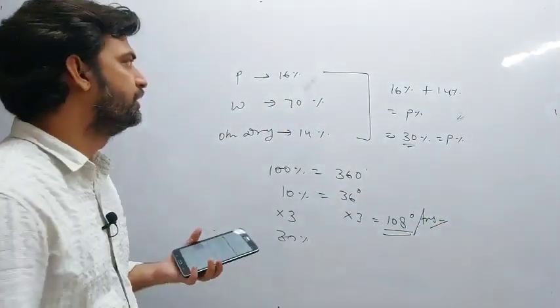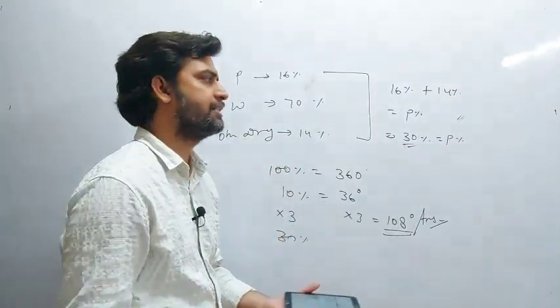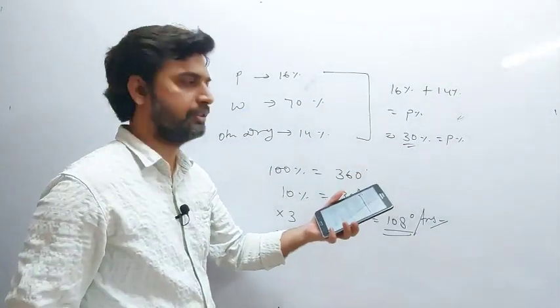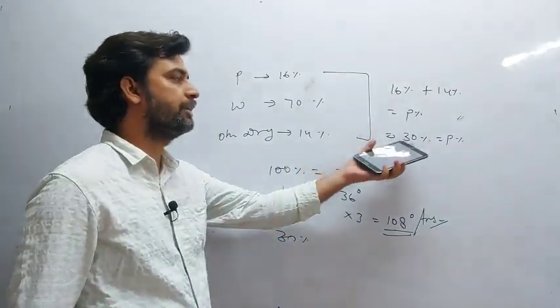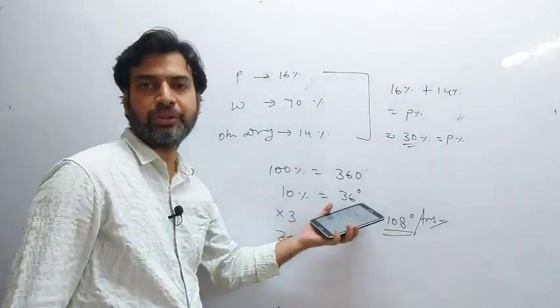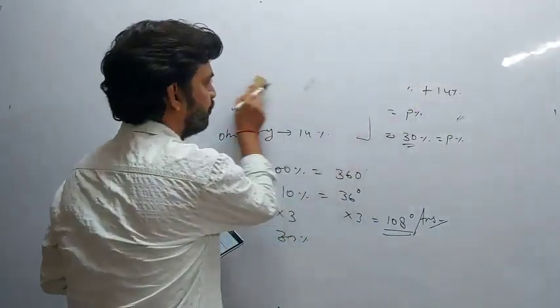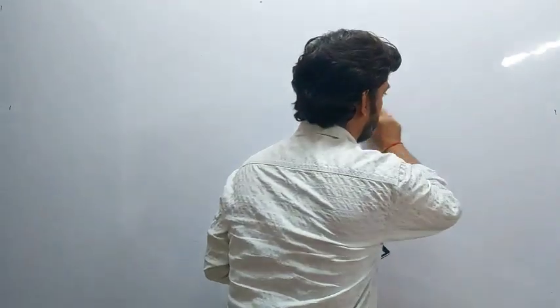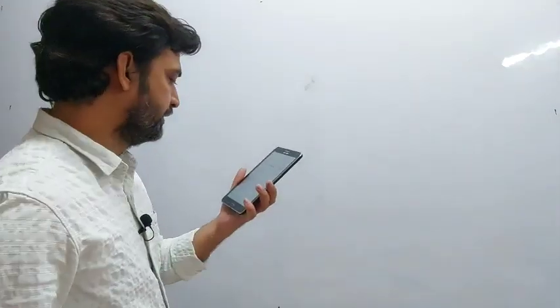So the answer is 108 degrees. Simple. 70% is water, then the remaining part is 30%. The question asks for the central angle of 30%. The total angle is 360, the total percent is 100. So for 30%, what is the angle? 10 is equal to 36, then 30 is equal to 36 into 3, which is equal to 108 degrees. So the central angle is 108 degrees. Coming to the next one.